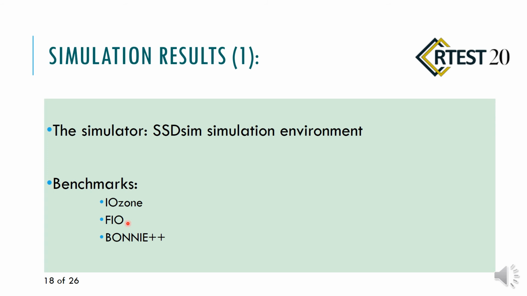FIO is a synthetic benchmark, and it was customized to contain 70% random write requests and 30% random read requests. And the size of each request is about a flash page size. And Bunny++ is a read-intensive benchmark and consists of about 2% write requests.